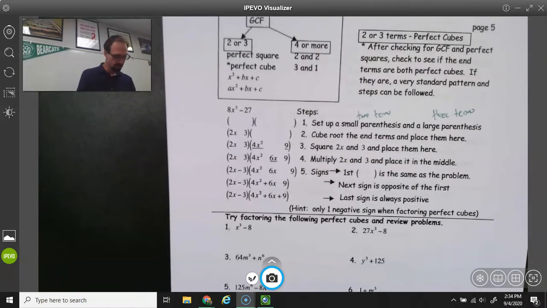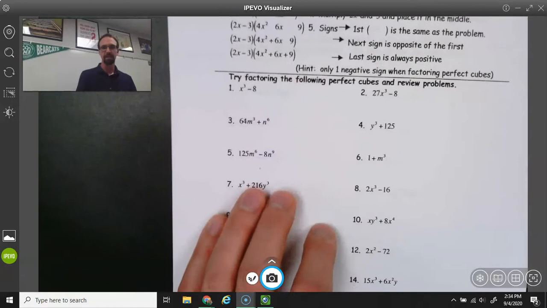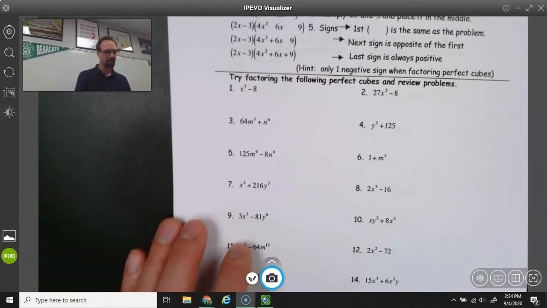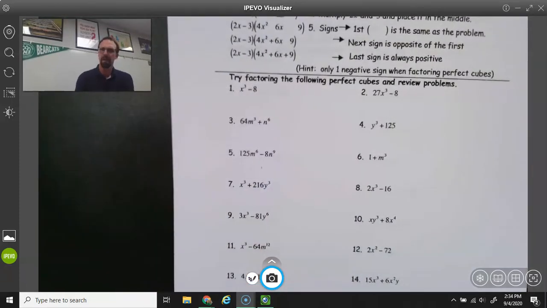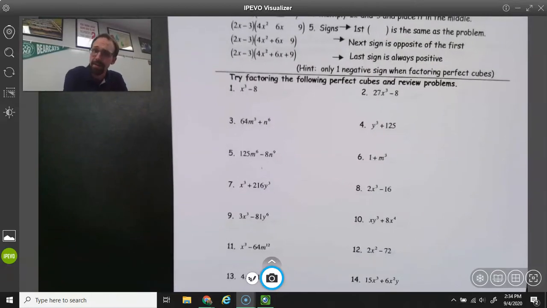Let's do number 3 together. Number 3 is 64m cubed n to the 6th. So let's see, are these perfect cubes? Can I factor anything out? Always check a GCF first. 64m cubed? Nope. No GCF. Nothing in common with n to the 6th.